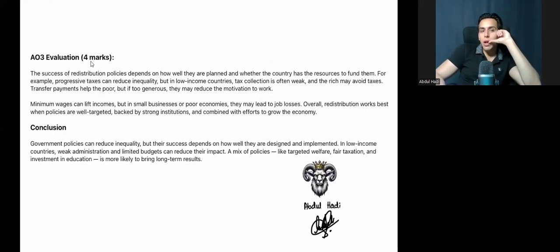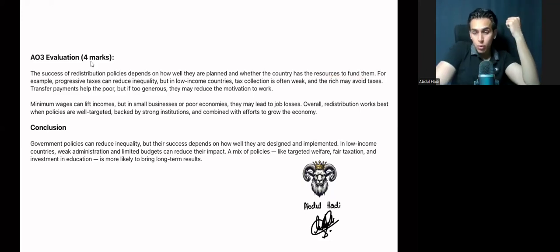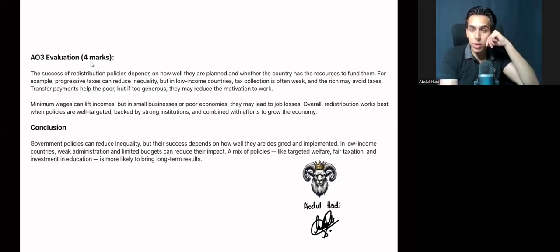Now let's talk about the evaluation part that is of 4 marks. The success of redistribution policies depends on how well they are planned and whether the country has the resources to fund them. Now you see, we have talked about many redistribution policies that could help government to achieve these macroeconomic aims and to redistribute income. The first point of my evaluation is that the success depends upon how well they are planned and how well they are executed. That is when it will be successful.